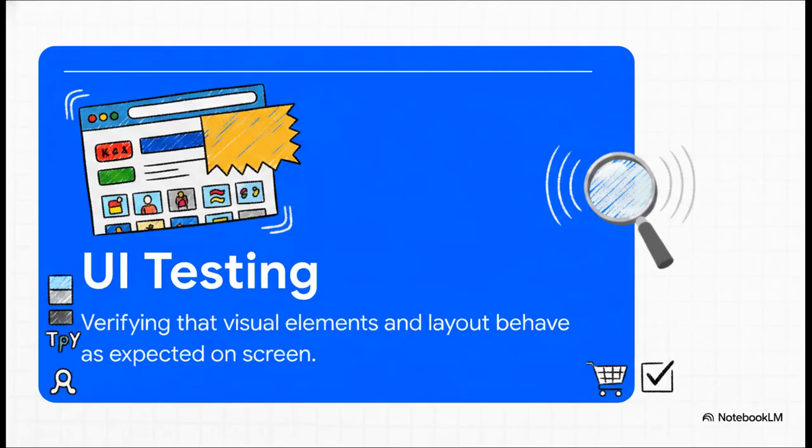First up is UI testing, or user interface testing. This is all about verifying that the visual elements and the layout of an application behave exactly as we expect them to. Basically, the main question is, does it look right? We're checking colors, fonts, spacing, and making sure that, say, a giant promotional banner isn't accidentally covering up the site's main menu. We are really just evaluating the immediate visual presentation.